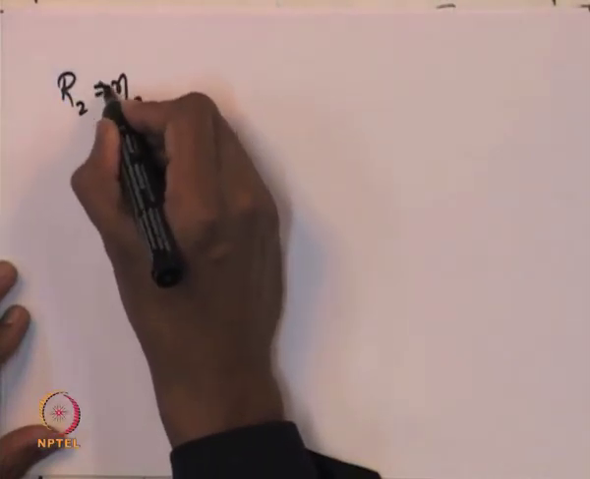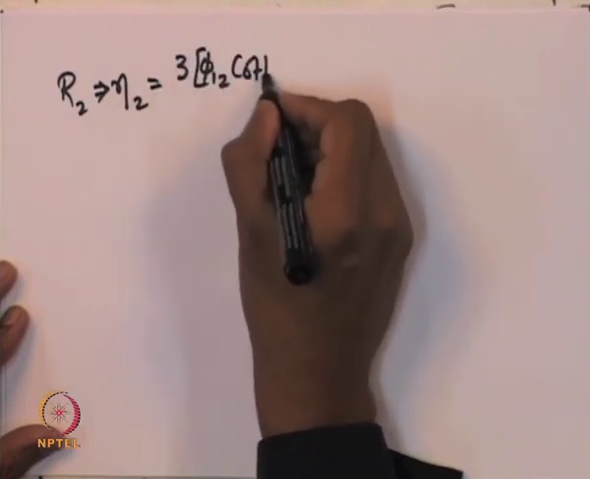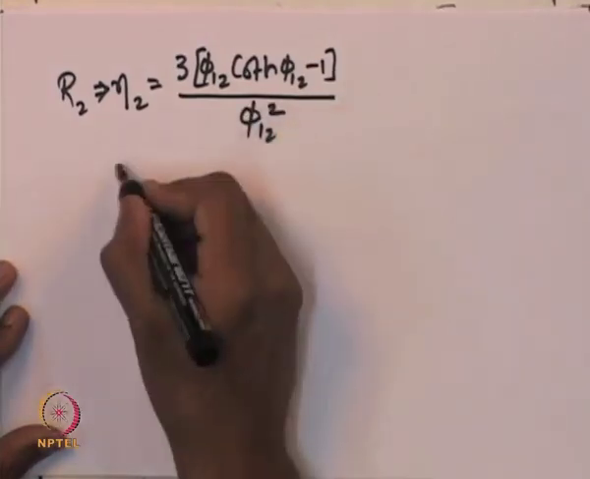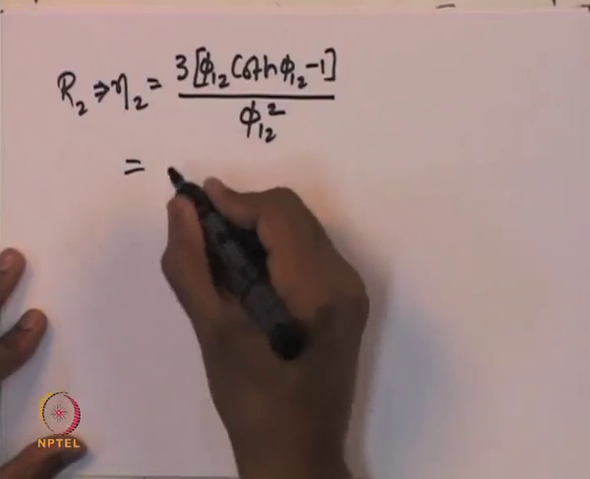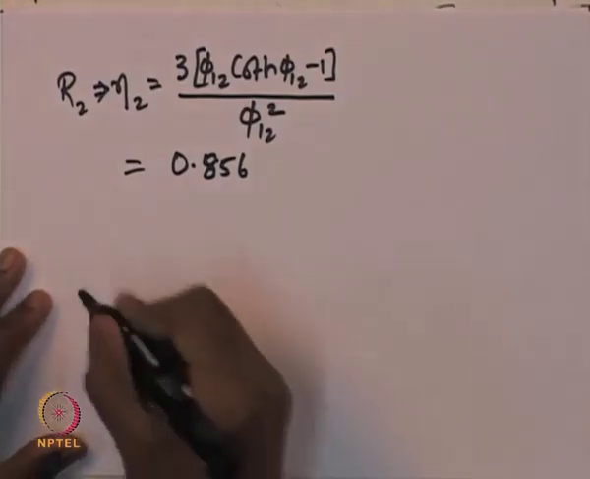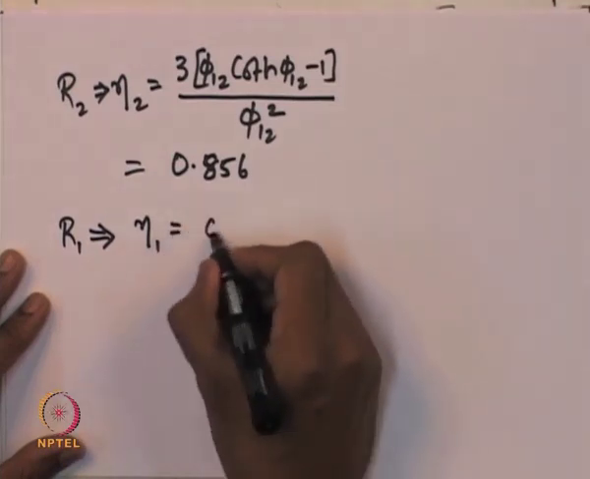So, we have now found the Thiele modulus. Now, once we know the Thiele modulus, we can actually estimate the effectiveness factor, because the effectiveness factor and the Thiele modulus under given experimental conditions are related. So, for R 2, which is the second experimental run, eta 2 equal to 3 times phi 1 2 coth phi 1 2 minus 1 divided by phi 1 2 square. And so, once we plug in the Thiele modulus data, we will find that this effectiveness factor is about 0.856. And then similarly for the first experimental run, the effectiveness factor eta 1 will be 0.182.